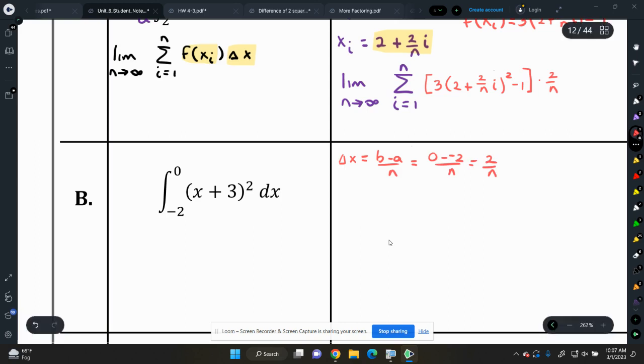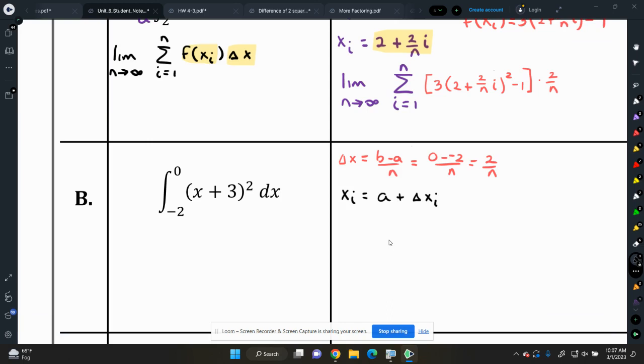Okay, Nikki, what's the next thing? Yeah, x sub i, which is a plus delta x times i. So that gives me a, what's a? Negative 2 plus 2 over n times i.